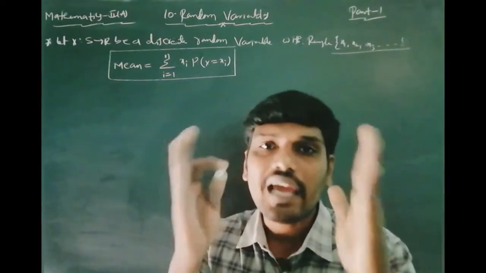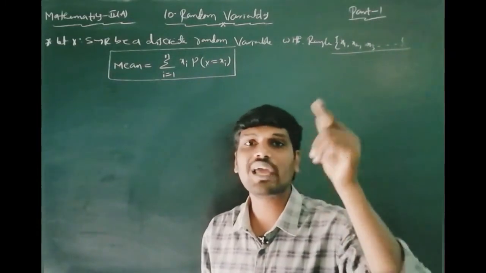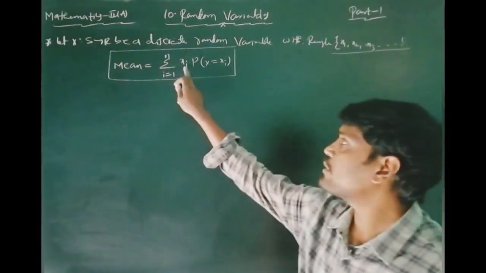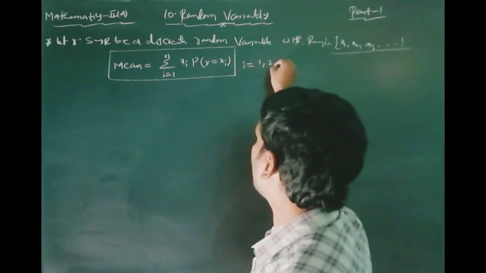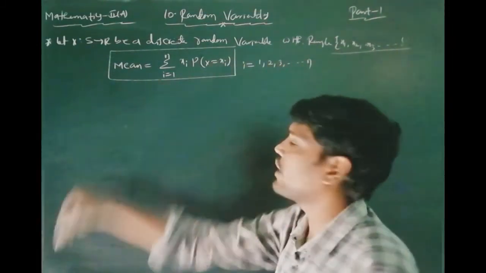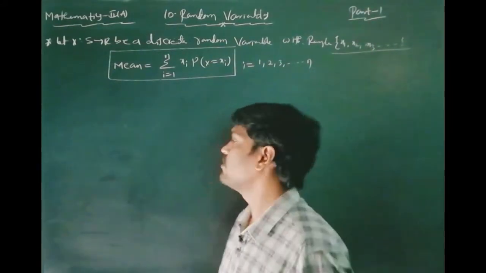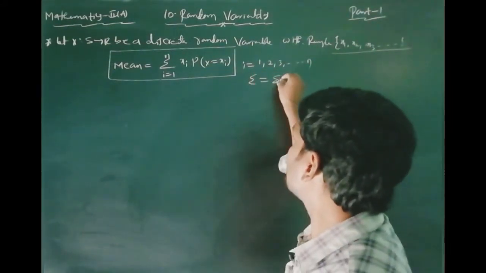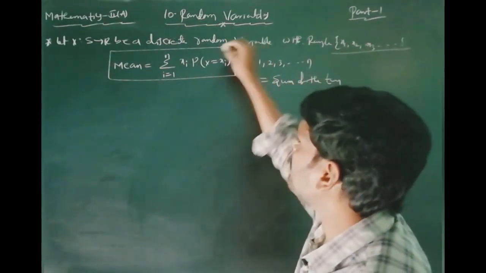Suppose n finite values are given, then summation of i equal to 1 to n of xi means you can write the first i value 1, 2, 3, and so on up to n. You can write all the terms. What is the meaning of summation? Summation is nothing but the sum of the terms. This is the mean formula.